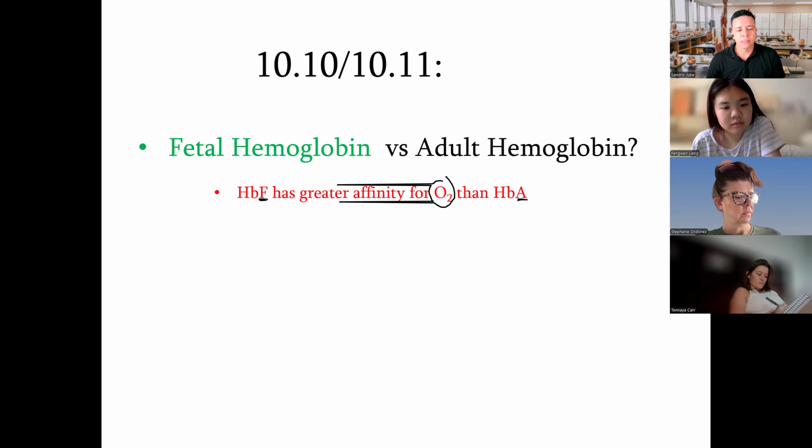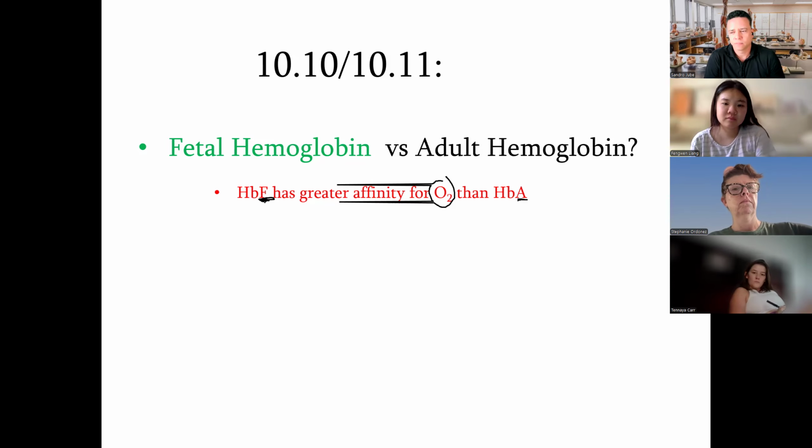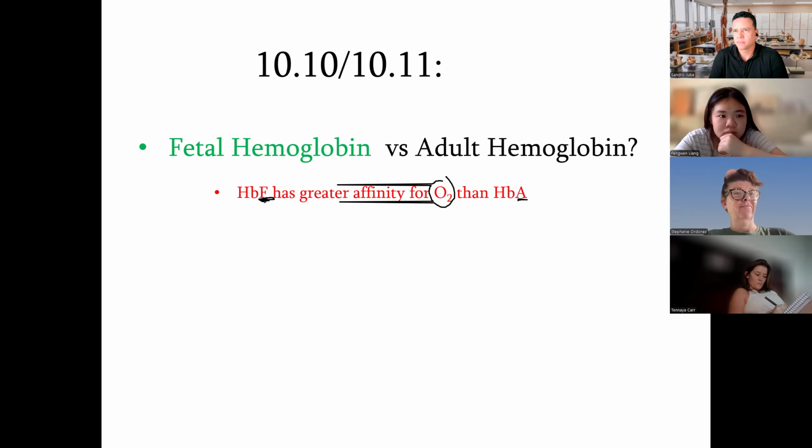Why do you think that is the case? Let's think about this one for a second. Why do you think that the hemoglobin of a fetus needs to have a greater affinity, a greater capacity to bind to oxygen gas than the hemoglobin of an adult? A little critical thinking here. What do you think, guys?